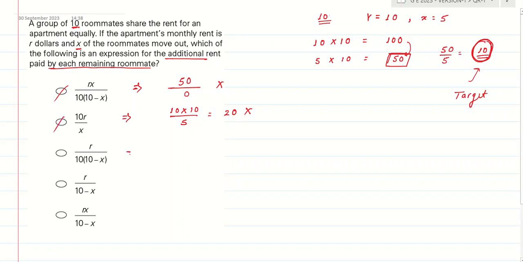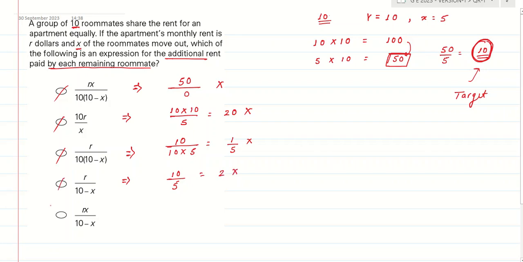Look at this now. Can you plug in R equals 10 divided by 10 times 10 minus X, which is 5? So how much will you get? 1 by 5. Also not my answer. Look at the fourth one. R we have 10. 10 minus X, that is 5. I'll get 2. Not my answer.